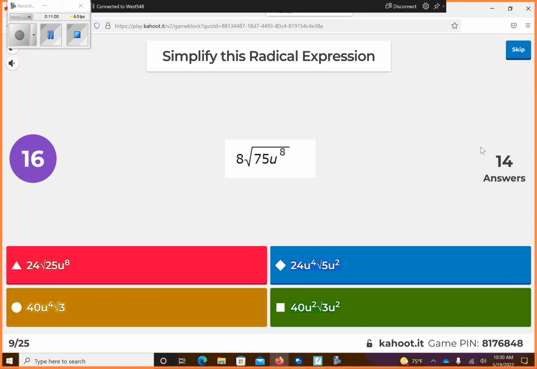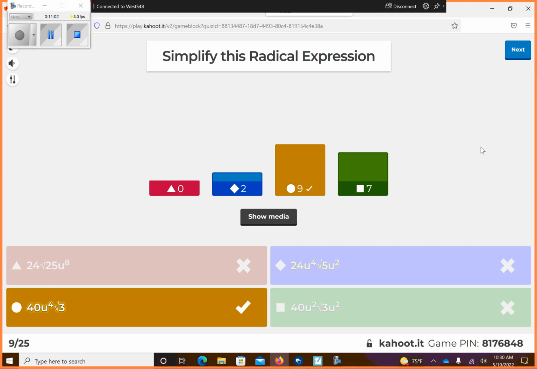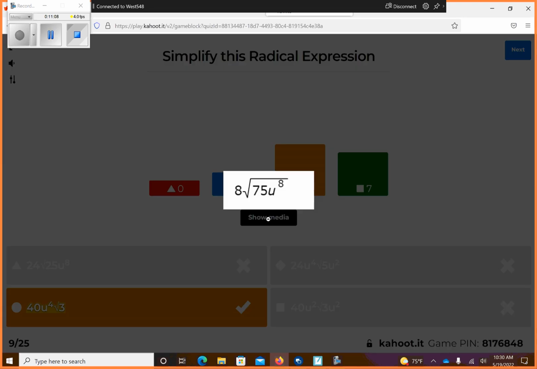Three more, or 4 more maybe, I don't know. Ooh, that was a tougher one. Oh boy, okay. Half of you got it right, the other half missed it.